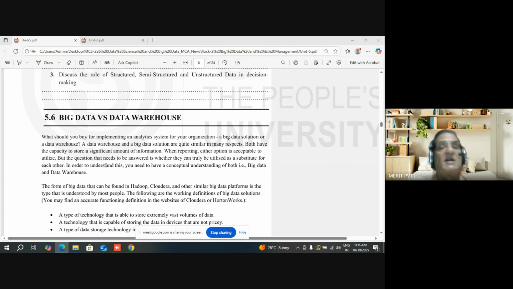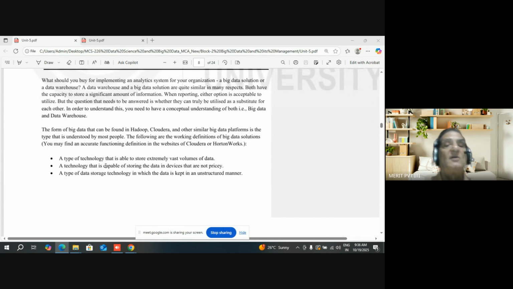A data warehouse and a big data solution are quite similar in many respects. Both have the capacity to store a significant amount of information. When reporting, either option is acceptable to utilize, but the question that needs to be answered is whether they can truly be utilized as a substitute for each other. That is not possible. In order to understand this, you need to have a conceptual understanding of both big data and data warehousing. So, big data, as found in Hadoop, Cloudera, and other similar big data platforms, is a type that is understood by most people.